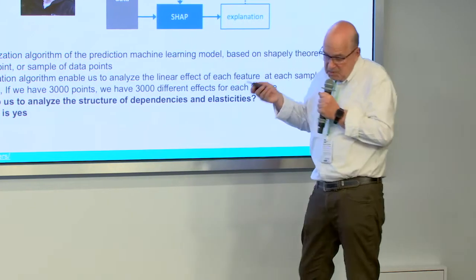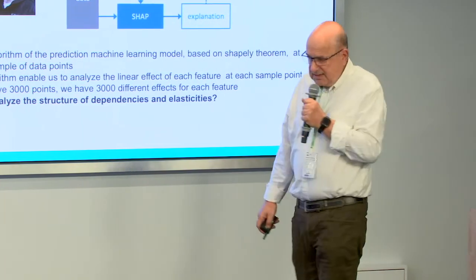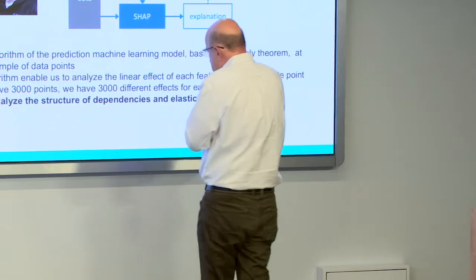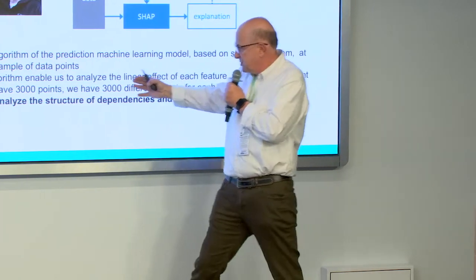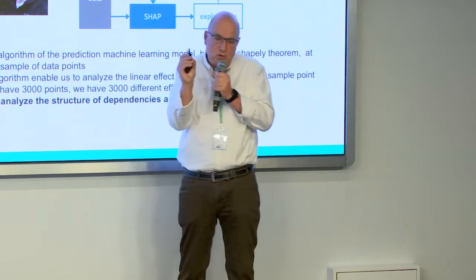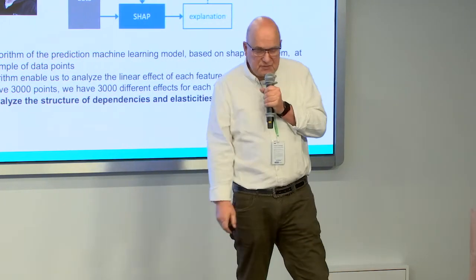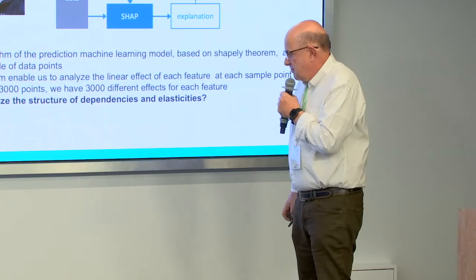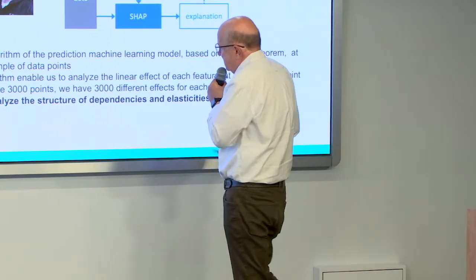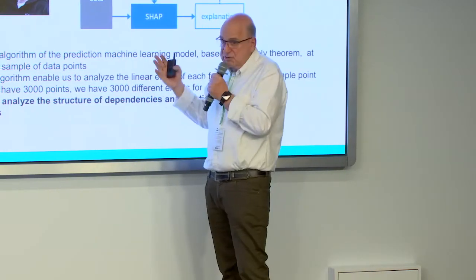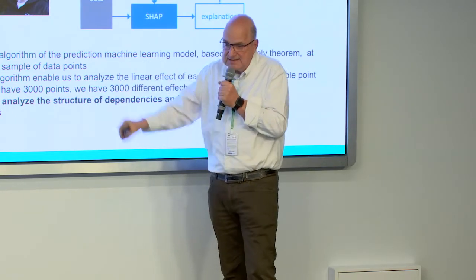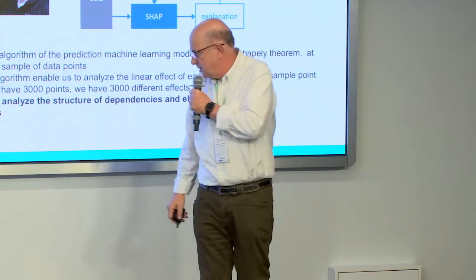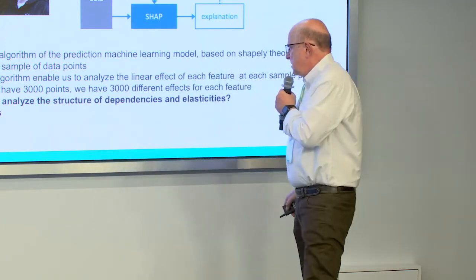I want to correct Irad. He said that that method is a global method. What he said is we average the 3,000 points and we have a global measure for the feature. But the strength of SHAP is not to do the averaging, but to analyze the data as it is. And we will see how we are doing it.